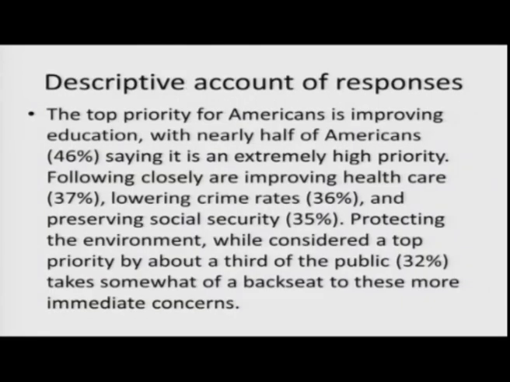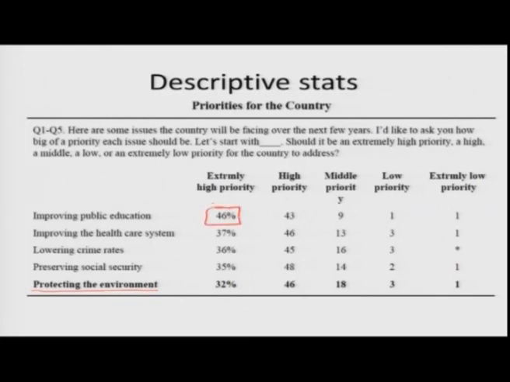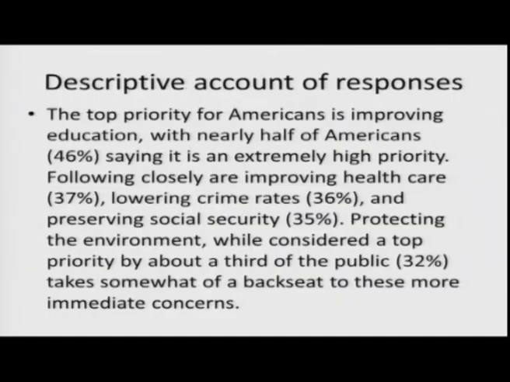Now, that table is explained here. The top priority for Americans is improving education, with nearly half of Americans, 46%, saying it is an extremely high priority. So, go back to this table. So, you see here. So, this is what they are talking about. About nearly 50% said improving public education is the issue of extremely high priority. Following closely are improving healthcare, 37%, lowering crime rates, 36%, and preserving social security, 35%. Protecting the environment, while considered a top priority by about a third of the public, 32%, takes somewhat of a backseat to these more immediate concerns.